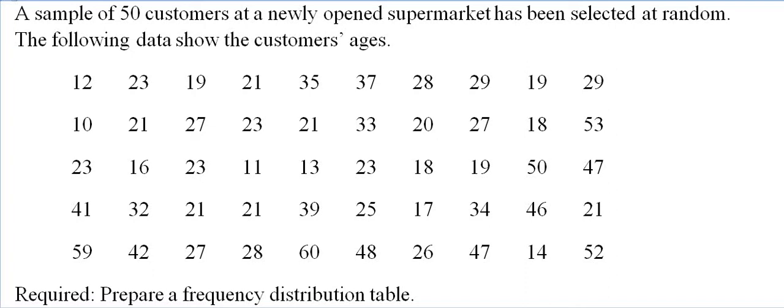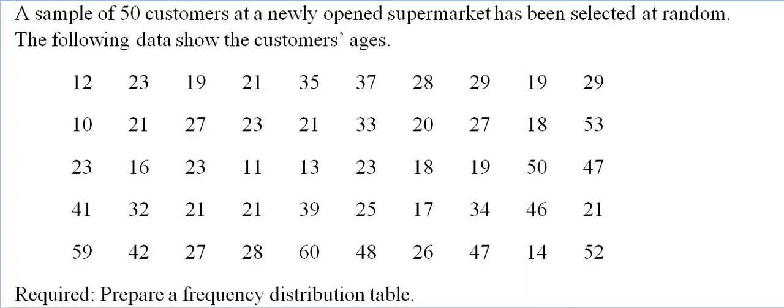Let's consider this problem. A sample of 50 customers at a newly opened supermarket has been selected at random. The following data show the customers' ages. So we are given this raw data of customers' ages. Required: prepare a frequency distribution table. Let's have a step-by-step solution.